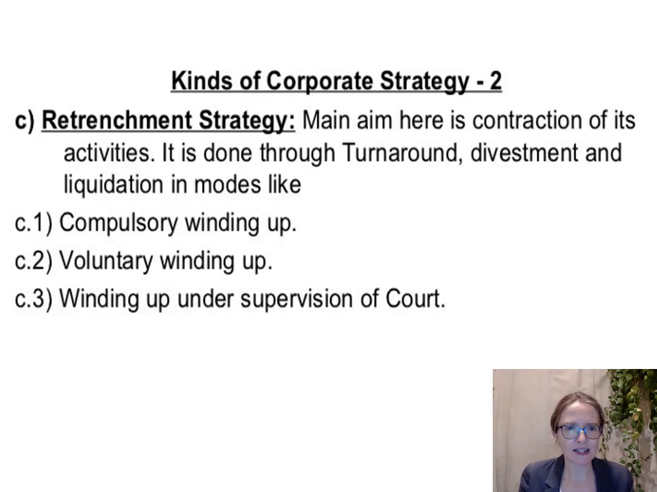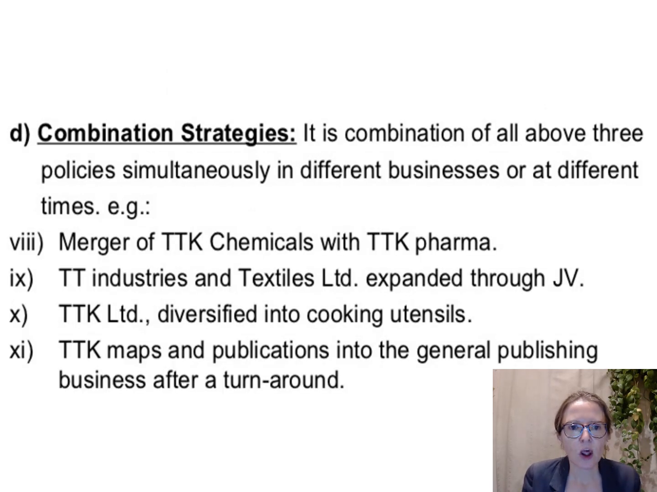Another kind of corporate strategy is retrenchment strategy, which was something we also discussed in the last session. The main aim here is contraction of its activities, and this can be done through turnaround, divestment and liquidation, such as winding up, either compulsory, voluntary, or winding up under the supervision of court. There are combination strategies, a combination of all of the above, three policies simultaneously in different businesses or at different times. And we see some of the possibilities here, whether it's mergers, diversification or expansion.